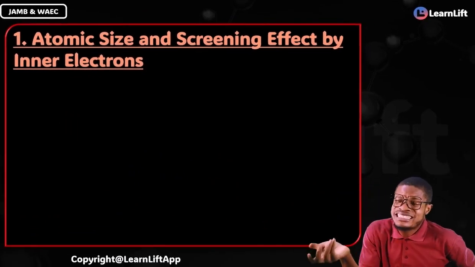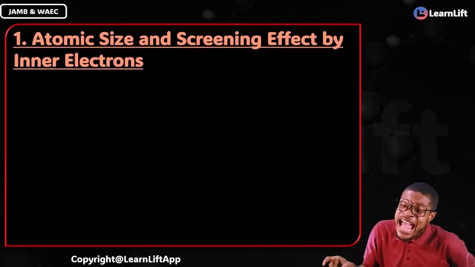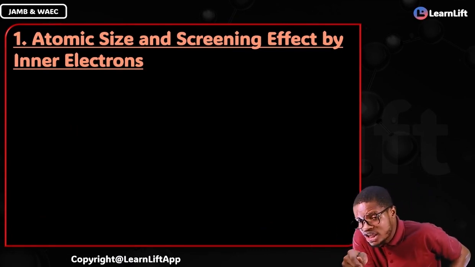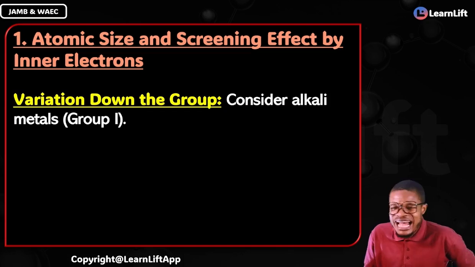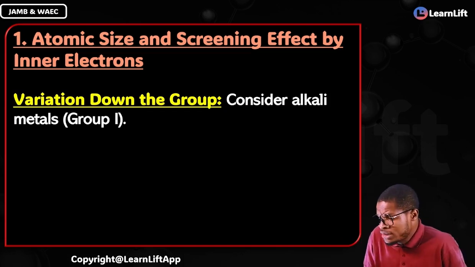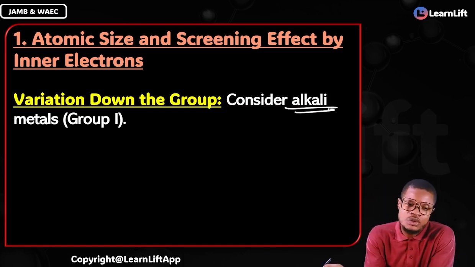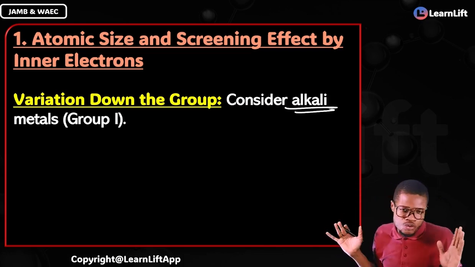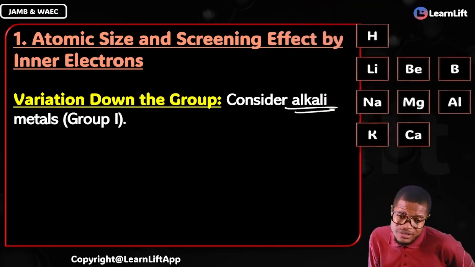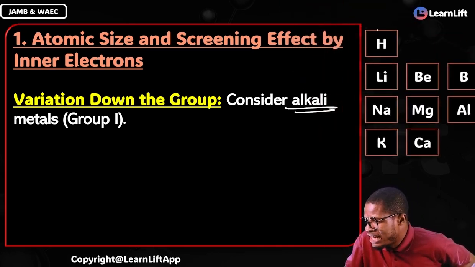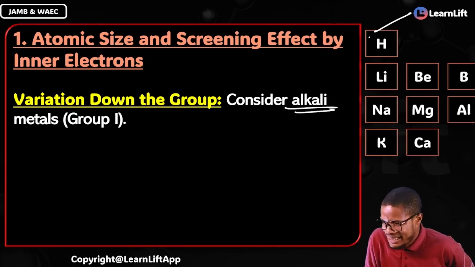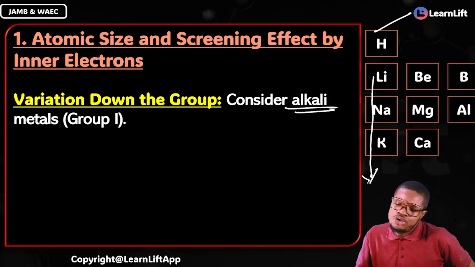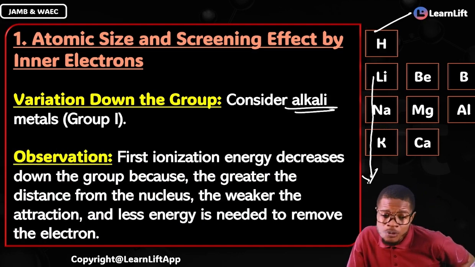The first is atomic size and your screening effect by your inner electrons. How does it affect ionization energy? Don't forget this. If we are considering your alkali metals, which are the group 1 metals, what's their variation down the group? Your group 1 elements are called the alkali metals, right? Let's start with your lithium, your sodium, your potassium. As you are coming down the group, what happened there?